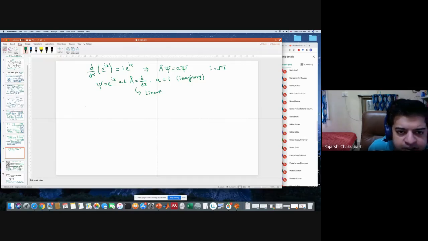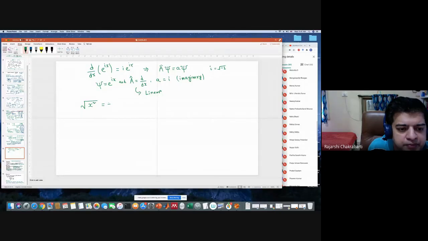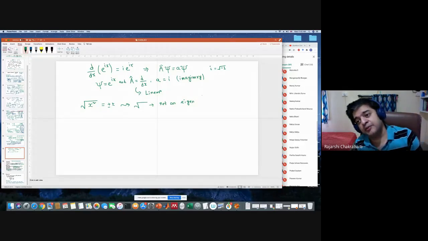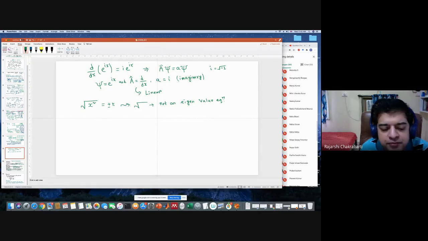And of course, many operators do not follow an eigenvalue equation. For example, if I take the square root of, say, x square, what is the answer? Plus minus x. Yes, plus minus. But this is not an eigenvalue equation, isn't it? Of course, this operator is nonlinear. So my point is, you can even have a linear operator which is not Hermitian. Is this clear?